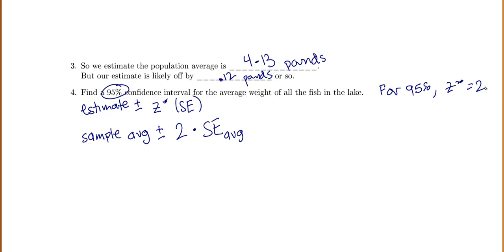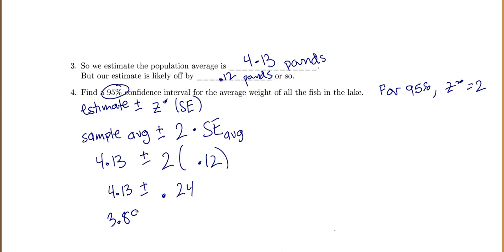Okay, so my sample average was 4.13 pounds plus or minus 2 times my standard error, which we're estimating as 0.12 pounds. So now we have 4.13 plus or minus 0.24. Now if I do the subtraction, I'm going to get 3.89, and if I do the addition, I'm going to get 4.37.